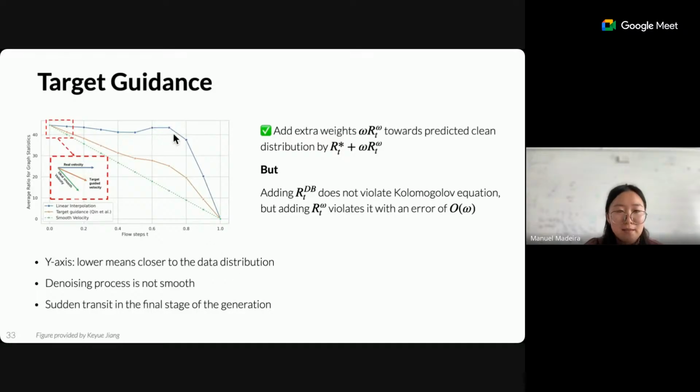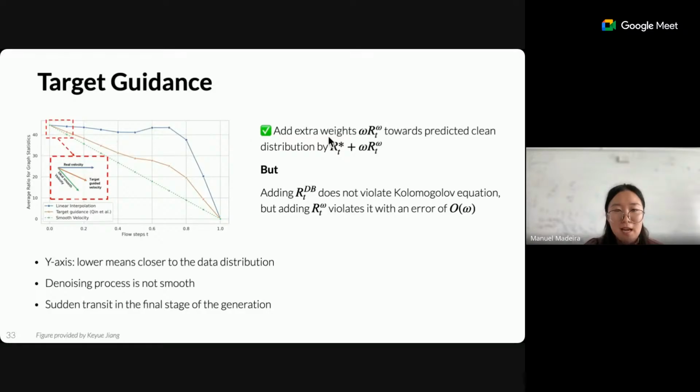And the blue one is the vanilla DeFog generation. So we can see that the denoising process is not very smooth, and it has a sudden transition after t equals 0.8. This means that the denoising process for 80% of the time is not very effective. And in real life, we really want to have a smoother generation process, and we want the generation process to be effective at early stages.